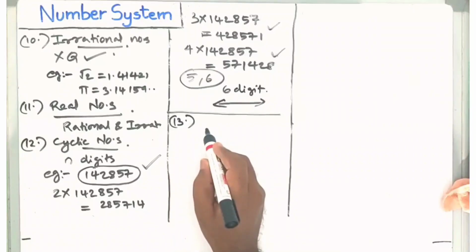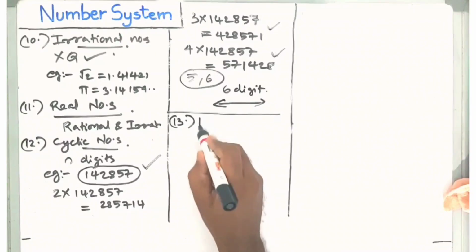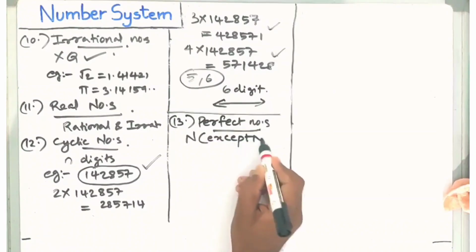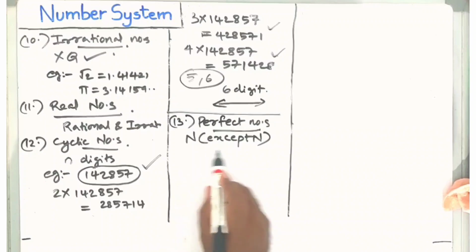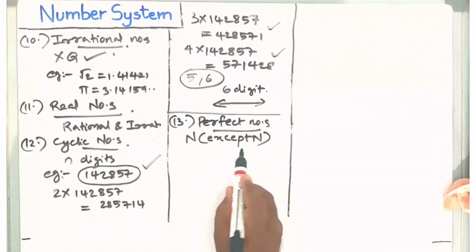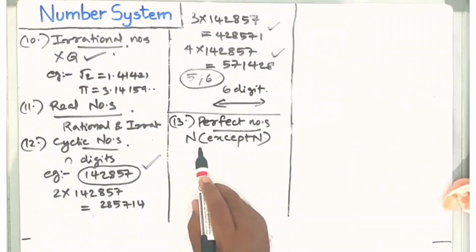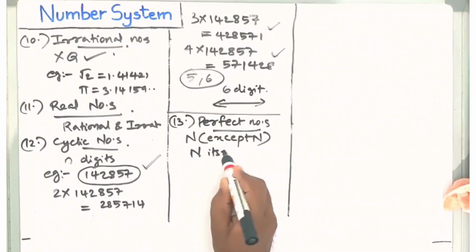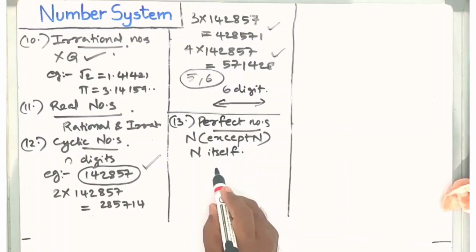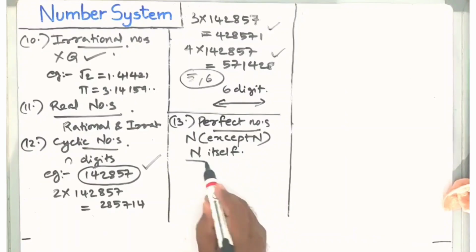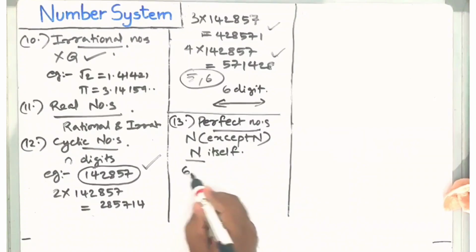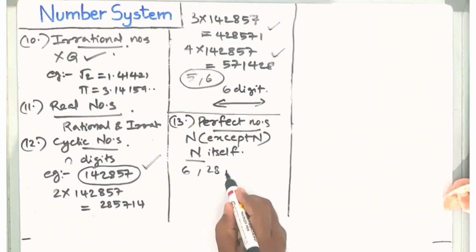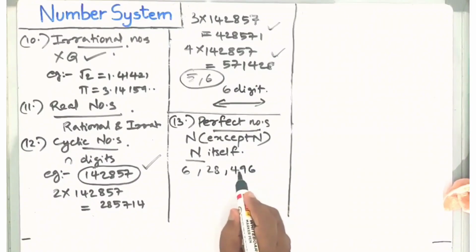Another type of number is perfect numbers. So what are perfect numbers? We take a number capital N and we take the sum of all divisors of this number. If that sum is equal to N itself, then capital N is a perfect number. For example, 6 is a perfect number, 28 is a perfect number, 496 is a perfect number.